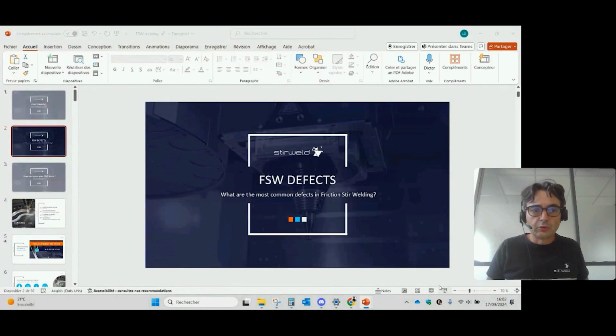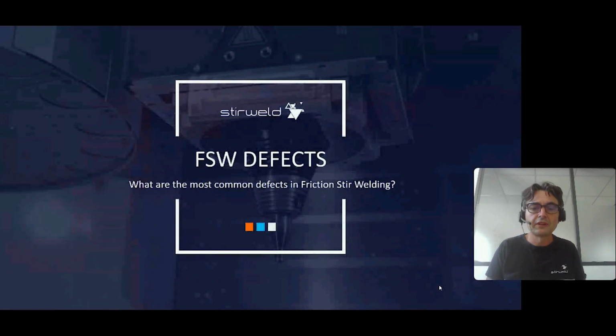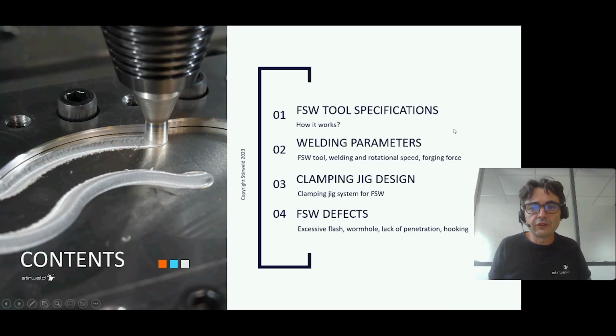Thank you, Tiffen. Good morning. Good afternoon and welcome to this webinar about friction stir welding defects. For beginners, I'm going to use the acronym FSW a lot for friction stir welding. Today the topic of this webinar is the most common defects in friction stir welding. First, some slides about the FSW specifications and how it works, because it's important to understand the physics behind the tool to understand how defects appear.